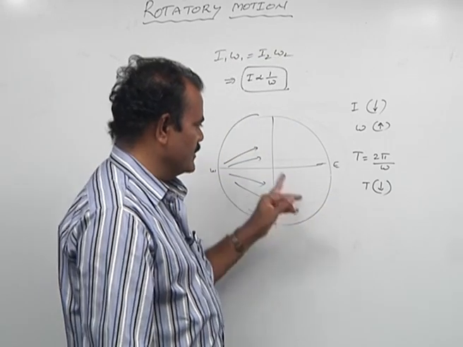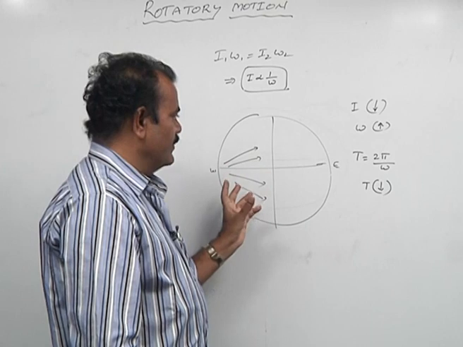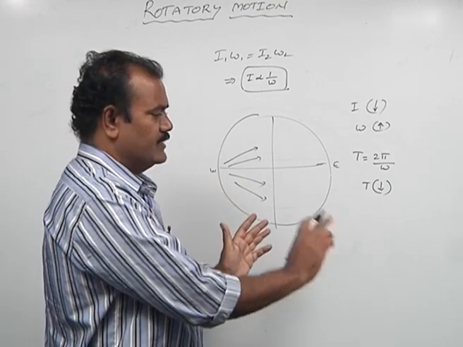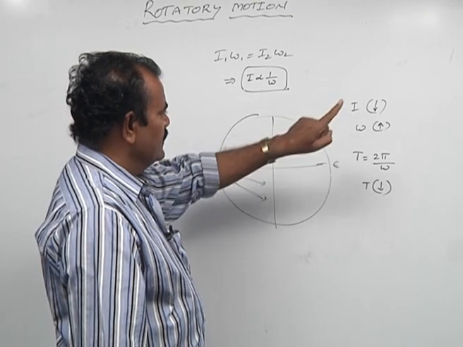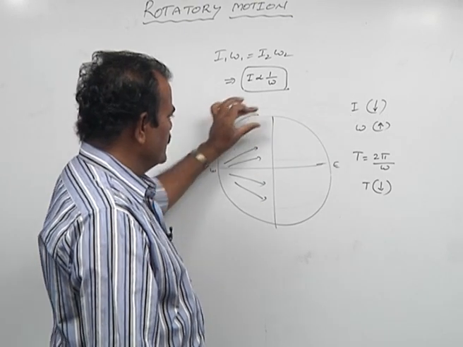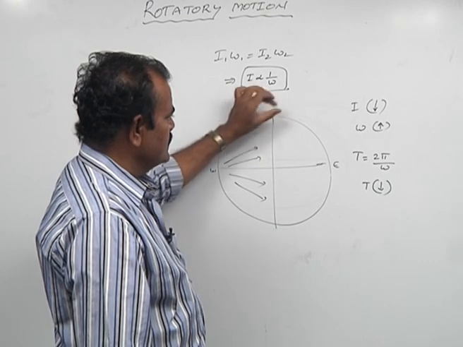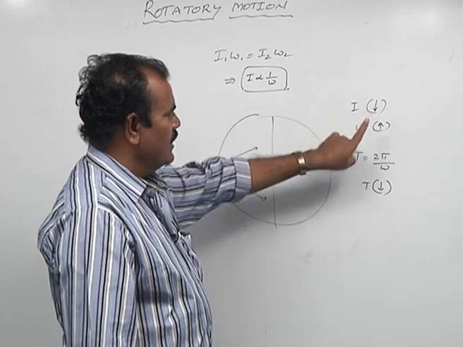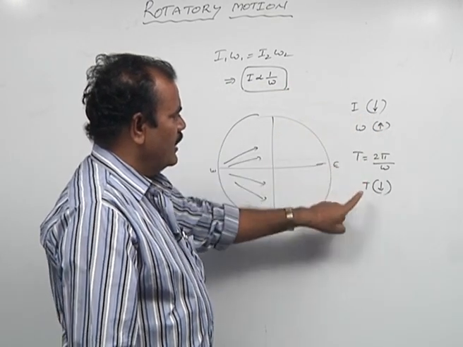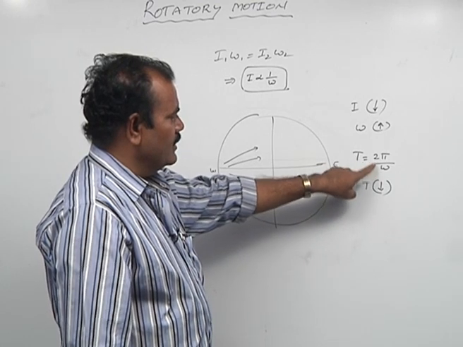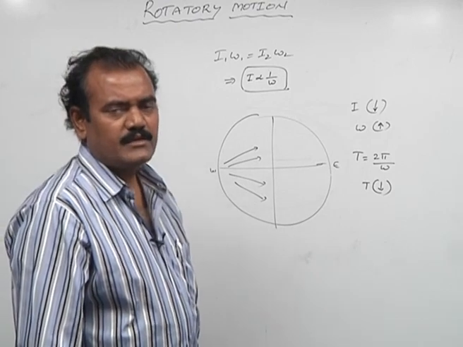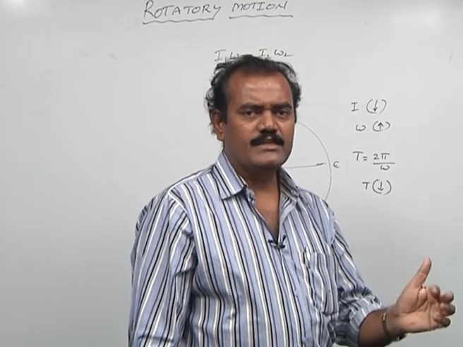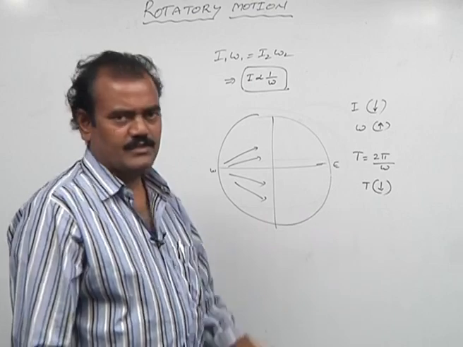So once again, first of all, the earth is rotating from west to east along the equatorial plane. If all the people move towards Antarctica, that is on the polar axis, I will be less and omega will be more, and T is equal to 2 pi by omega. As omega increases, the time period decreases. So it completes its rotation in less than 24 hours.